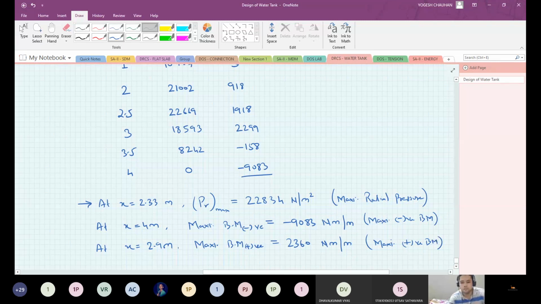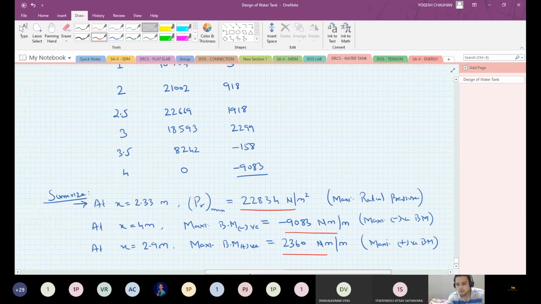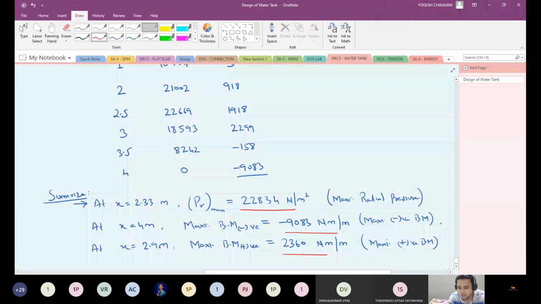So now once you have these values, this is some summarizing. We are not interested in the whole derivation. We are interested in these three values only. Okay, because for the design purpose we require these values: the maximum radial pressure, the maximum negative bending moment, and maximum positive bending moment. And this thing you can also get from the IS 3370 part 4. Okay, so once you have this, then we can do the design.